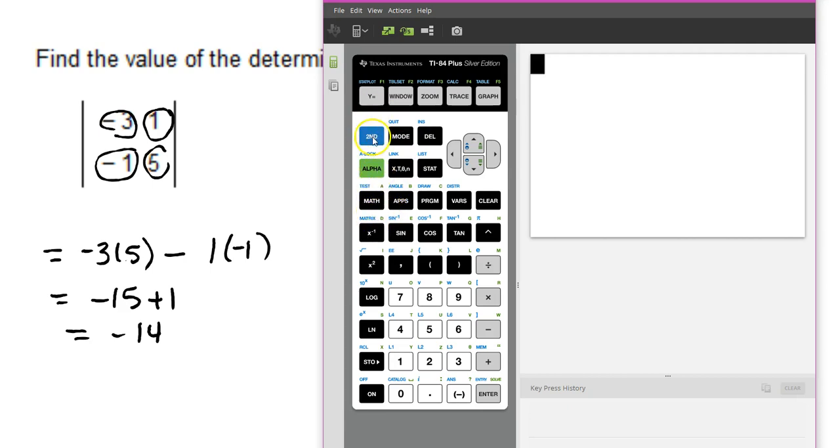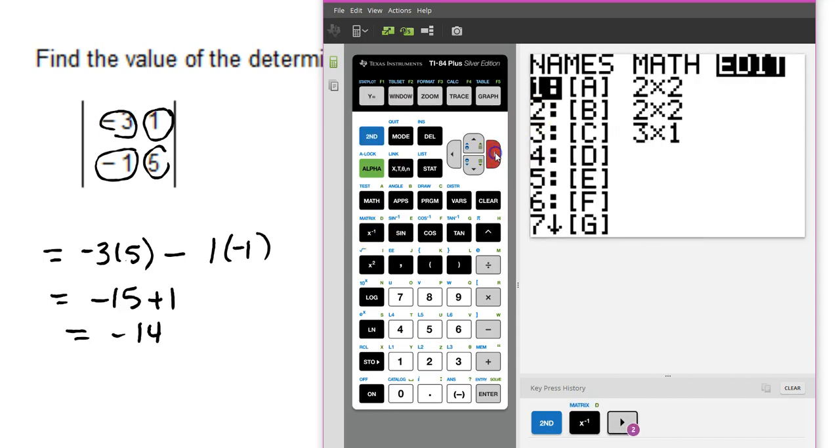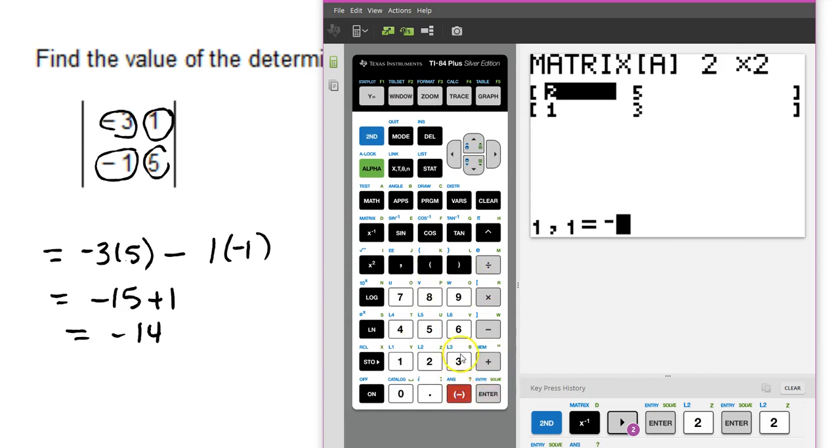So we want to go to the matrix menu by hitting second and this x to the negative 1. I'm going to move over to edit the matrix. I'll edit matrix A, and I want this matrix to be a 2 by 2 matrix, 2 rows and 2 columns. Our matrix is negative 3, 1, negative 1, and 5.